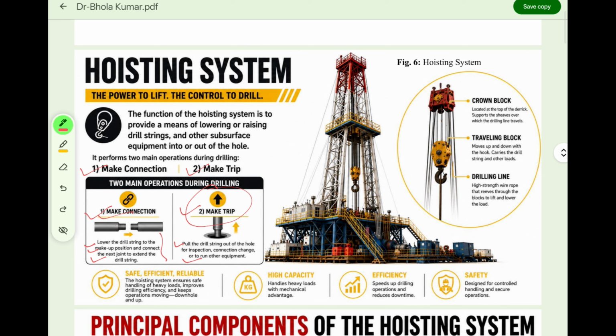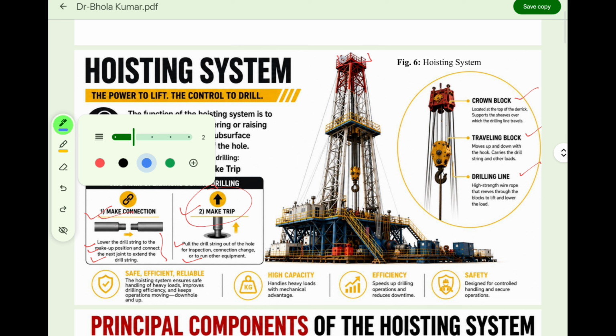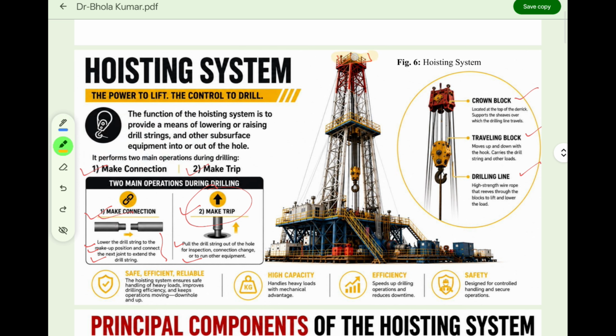So what are the major components of the hoisting system? We will discuss this in detail, don't worry. They are the crown block, traveling block, and the drilling line. If you observe this picture, this particular thing is called the crown block. And this thing is called the traveling block. And the drilling line is basically this line we are talking about. This is called the drilling line. So this is all about the hoisting system, so don't worry about it.